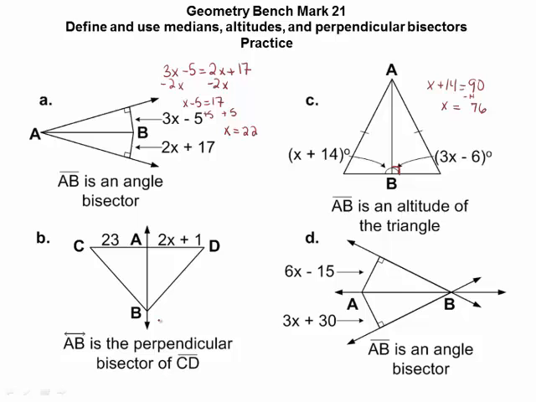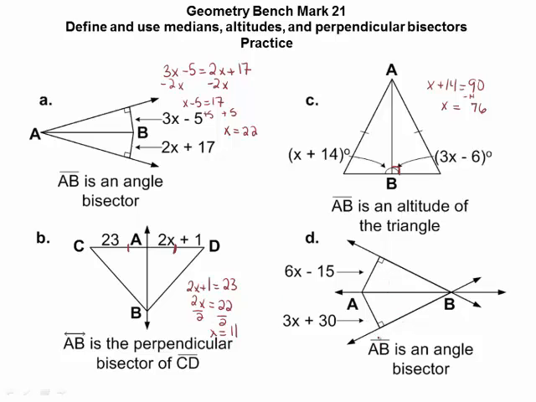Here we have a perpendicular bisector. Perpendicular bisector means that this length and this length will be the same. So 2x plus 1 is equal to 23. 2x is equal to 22 because I subtract 1 from both sides. Then divide by 2 and I get that x is equal to 11.